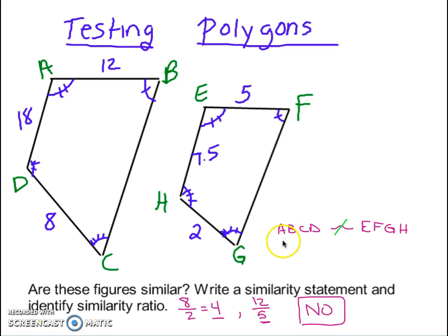So for our similarity statement here, I just put ABCD, and we would normally say it is similar to EFGH, but I drew a line through it saying that those would not be similar, and I just put no down here as well.